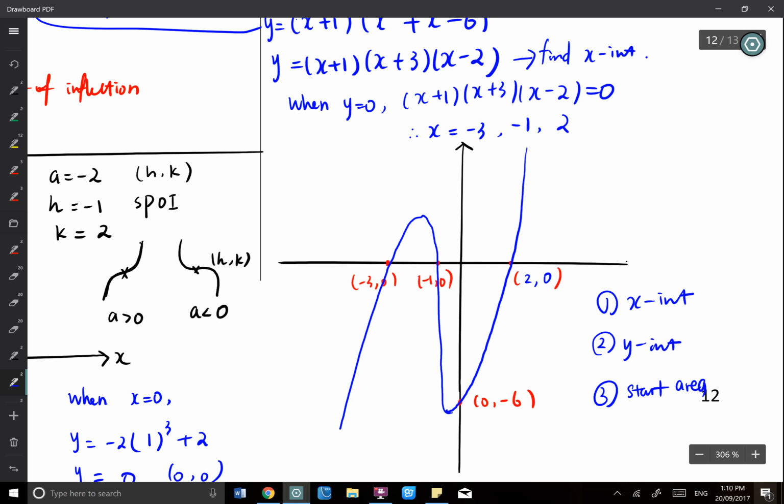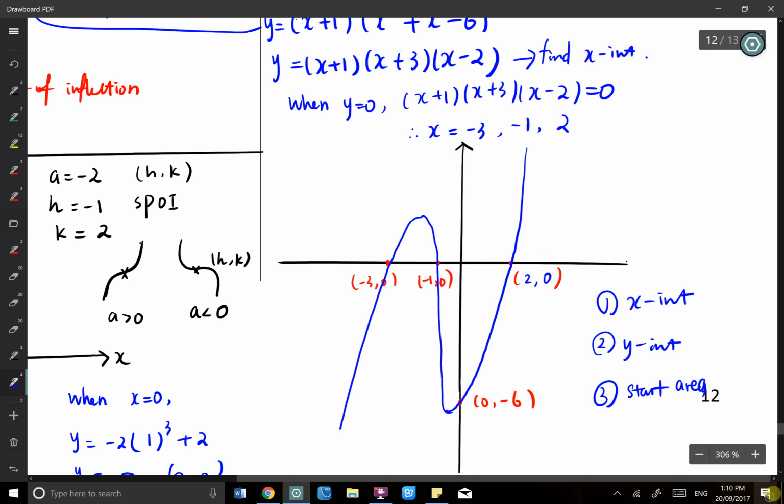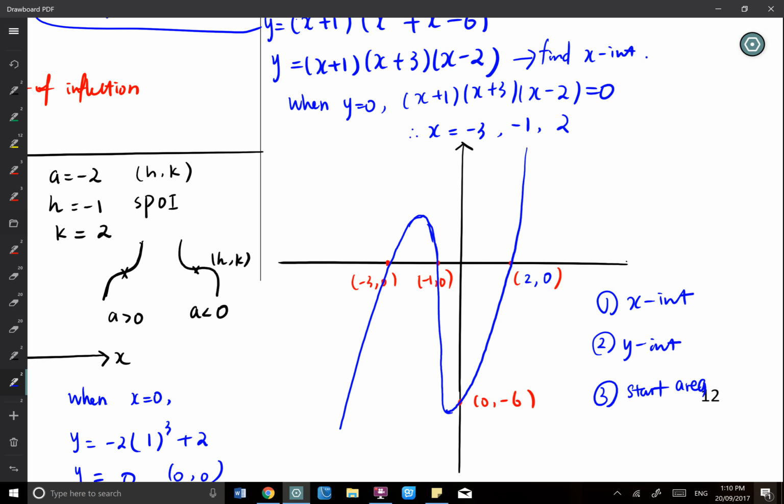Any questions? This method not only works for cubic, it also works for quartic, power 5, and any polynomial. So you just need to find all the x-intercepts, and then decide where to start your graph. But it needs to be in full factorized form.